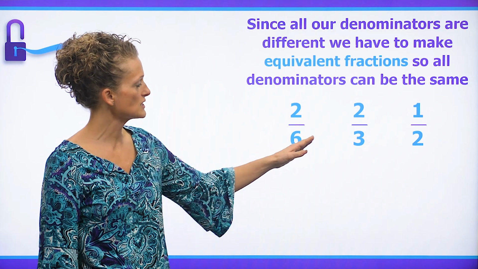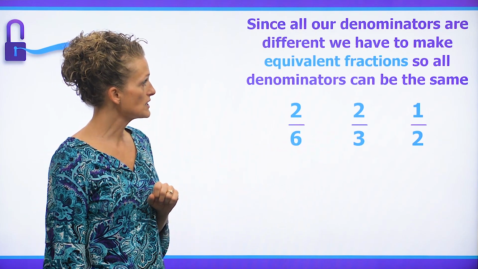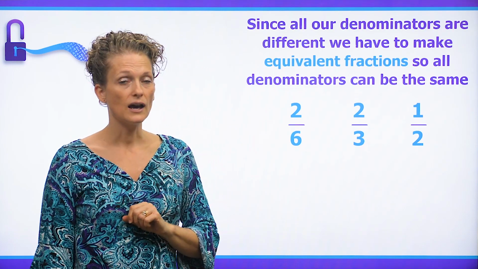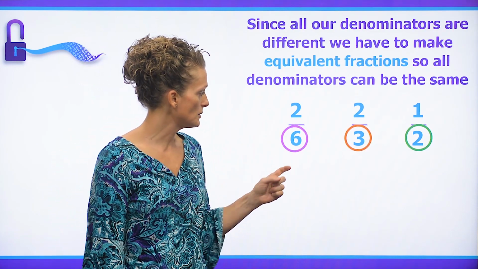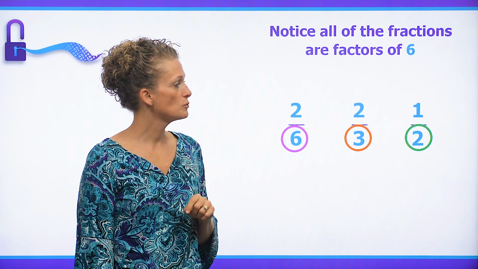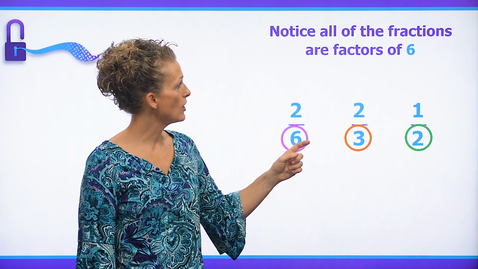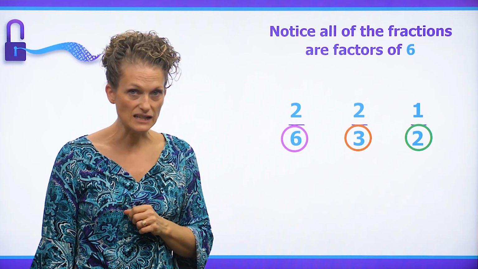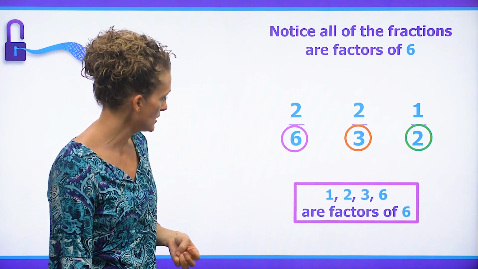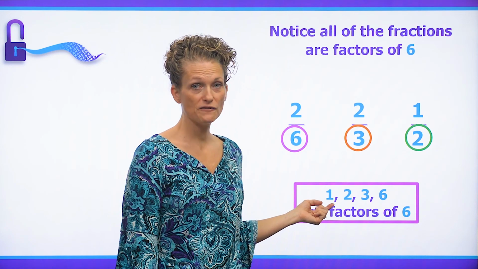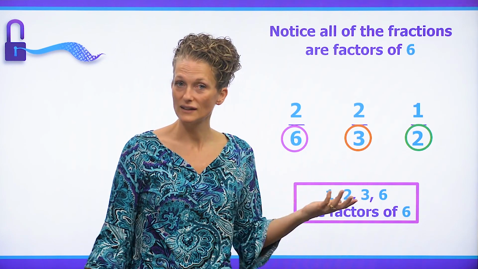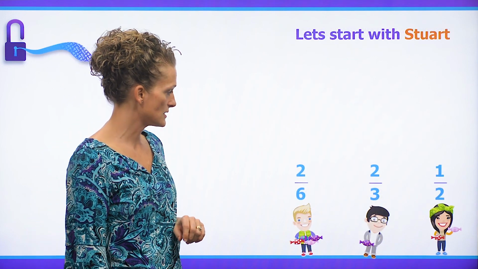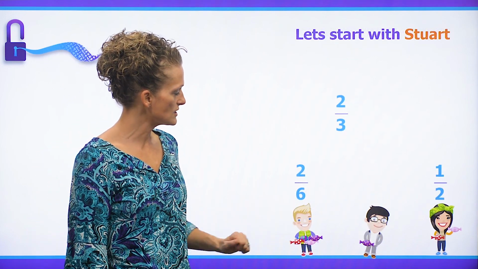They all have different denominators, and we want them to be the same, so we're going to have to make equivalent fractions in order to have a common denominator. With 6, 3, and 2, you may recognize that all of these denominators are factors of 6. So 6 is going to be our common denominator, because if you'll recall, the factors of 6 are 1, 2, 3, and 6. Let's change all of our denominators to be a 6. This one's already a 6, so we can just leave it alone.